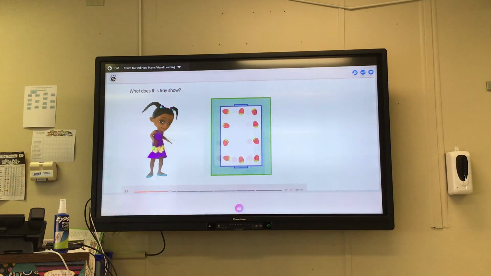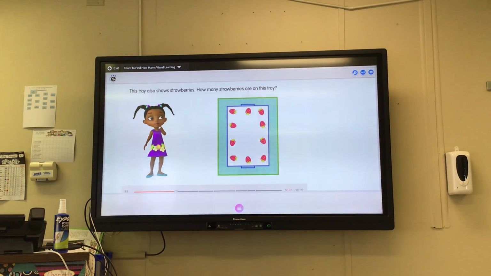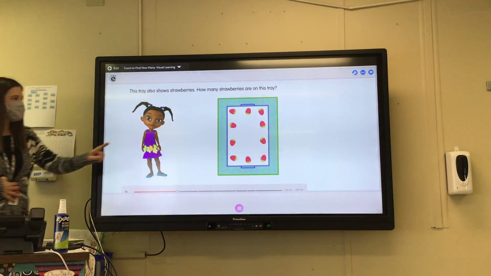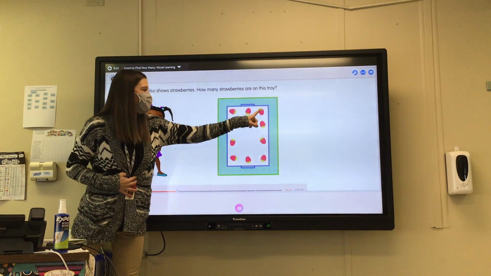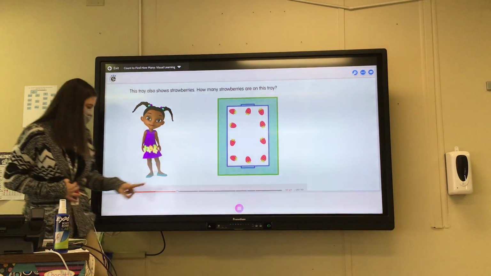What does this tray show? This tray also shows strawberries. How many strawberries are on this tray? How many? 10. Let's count them. 1, 2, 3, 4, 5, 6, 7, 8, 9, 10.